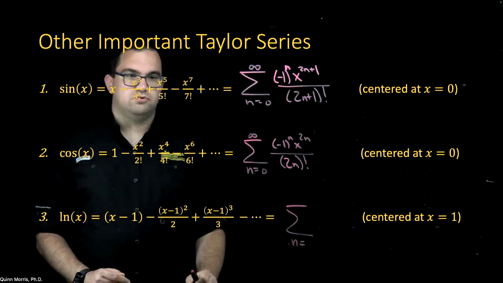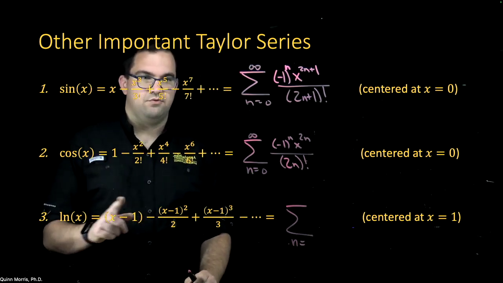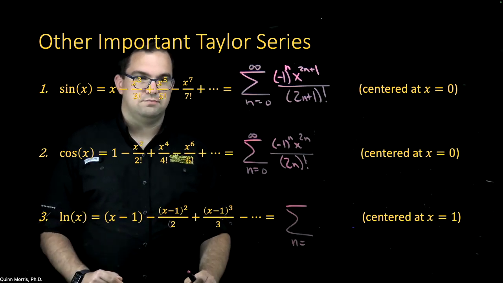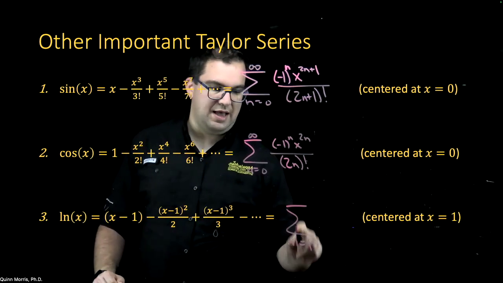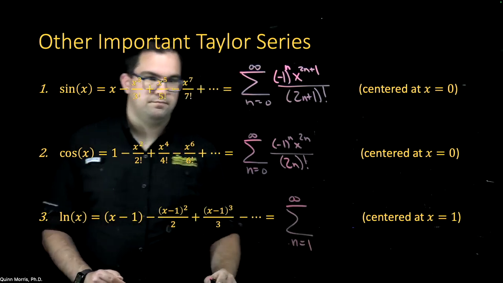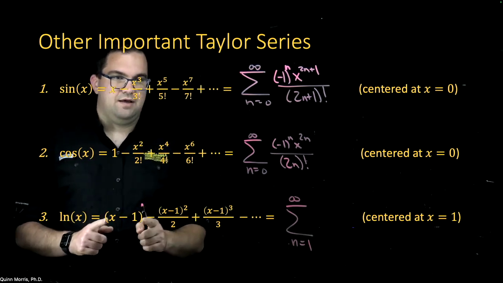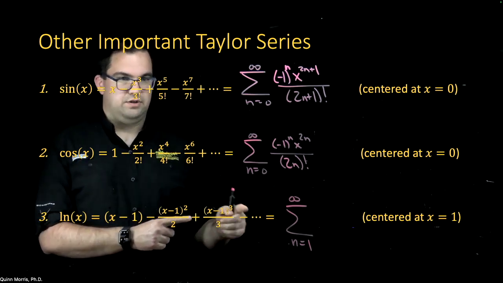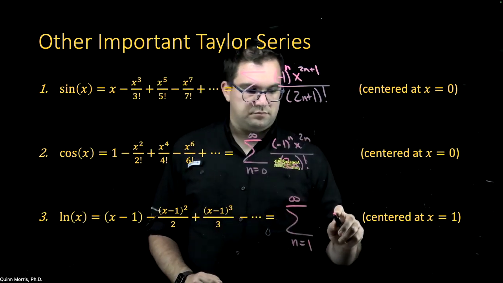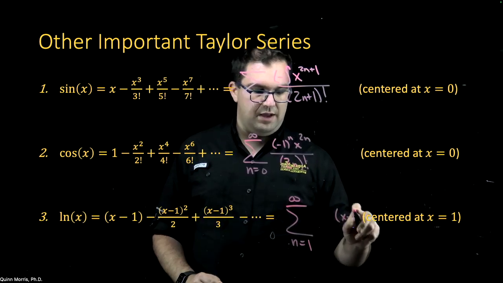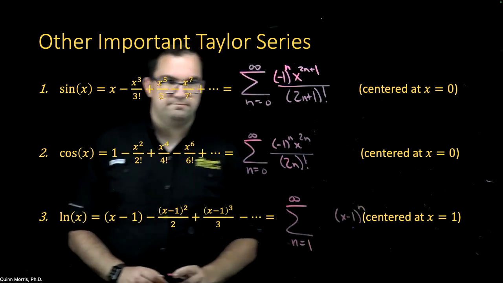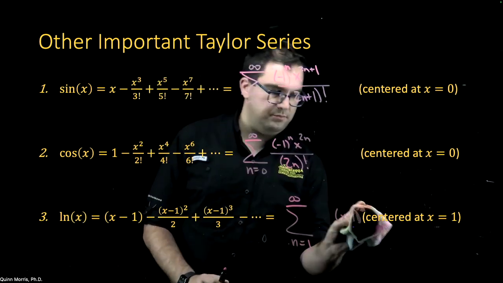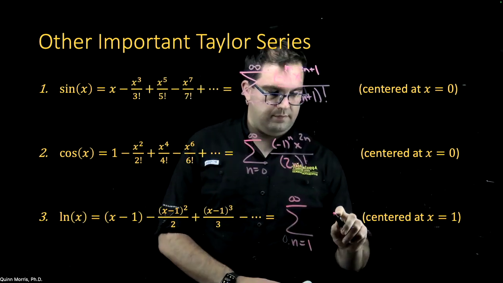Now, the first thing you'll notice is you don't really get a 0th term here. So you could just start this at n is equal to 1. And you'll notice I have x minus 1 to the first power, x minus 1 to the second power, x minus 1 to the third power. So I'm going to have something like an x minus 1 to the nth power.